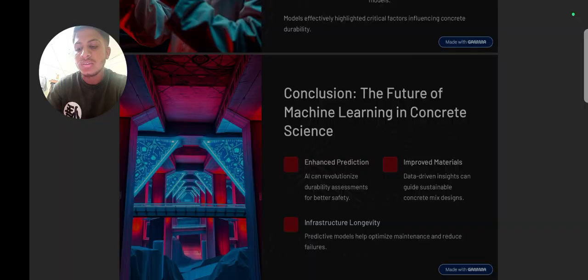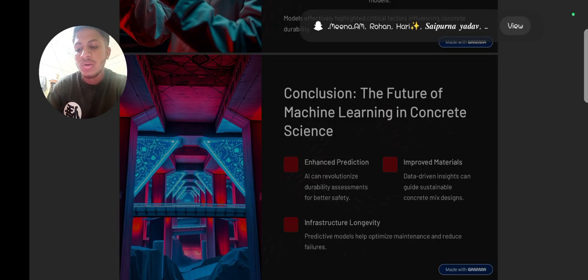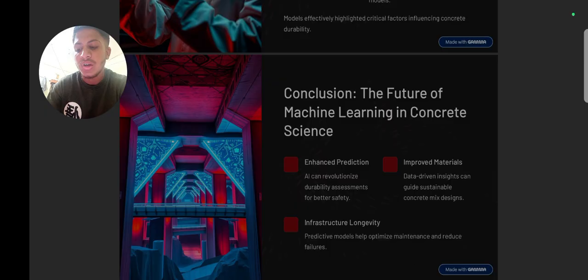As the construction industry continues to evolve, understanding the interplay between concrete properties and environmental factors will remain a critical area of research and innovation. By leveraging these insights, we can develop more resilient and sustainable infrastructure capable of withstanding the challenges posed by both natural and man-made environmental factors.